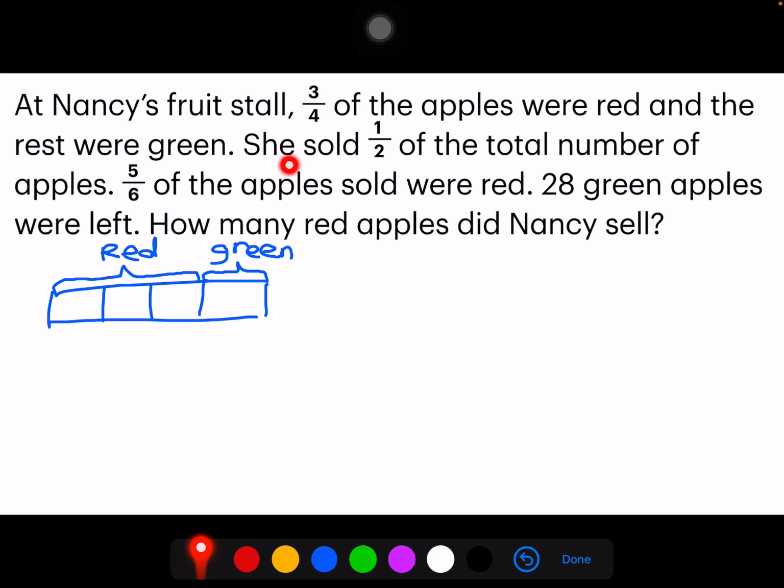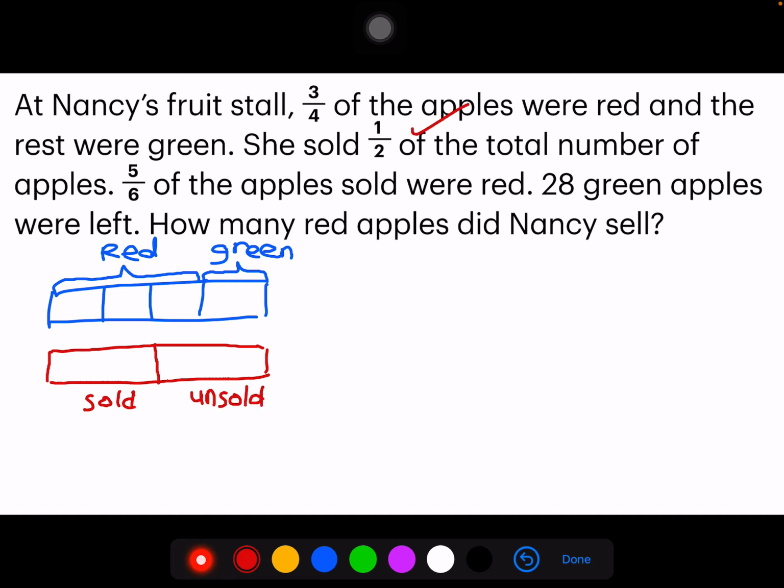Next, she said that she sold half of the total number of apples. So I'm going to draw a second part of the model, which is of the same length, but half of it is sold, and the other half is unsold. So that part is done. Now they gave us a new information saying that 5/6 of the apples that were sold were red.